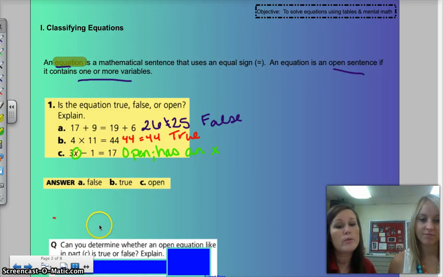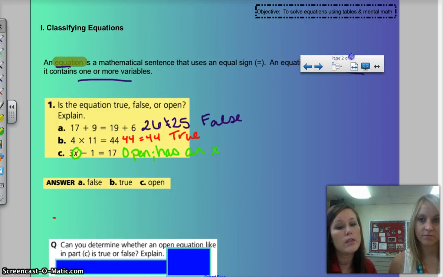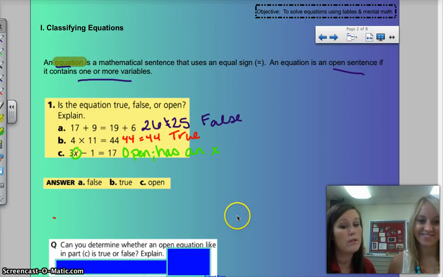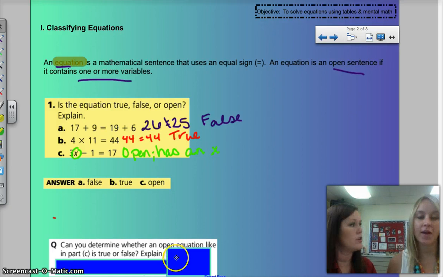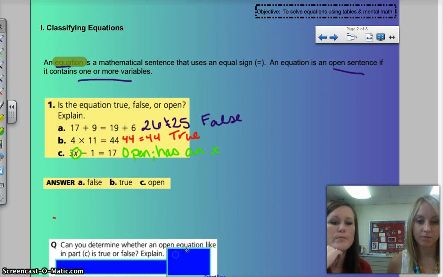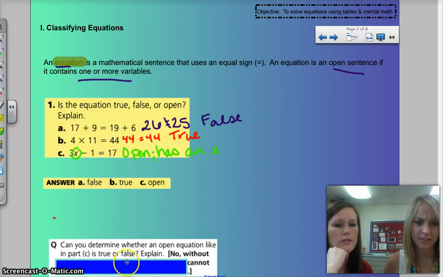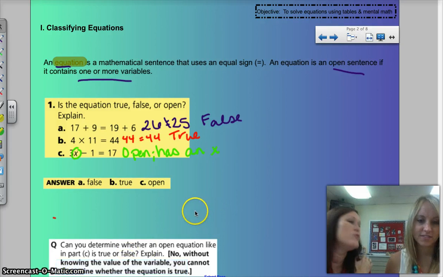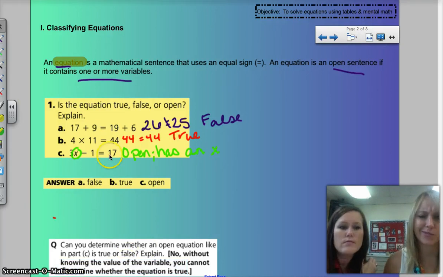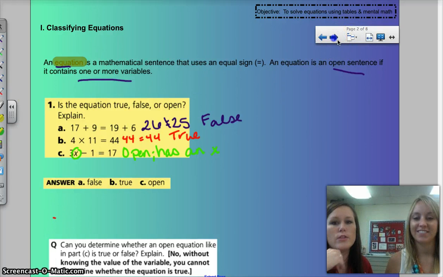Now, can you determine whether an open equation like the one in part C is true or false? Well, you certainly can. I mean, you can solve the equation for whatever x is equal to. I guess it says no. What does the rest of it say? Oh, without knowing the value of the variable. That's what I just said, that's what we were saying. If you find the value, then you can, anyway, move on.